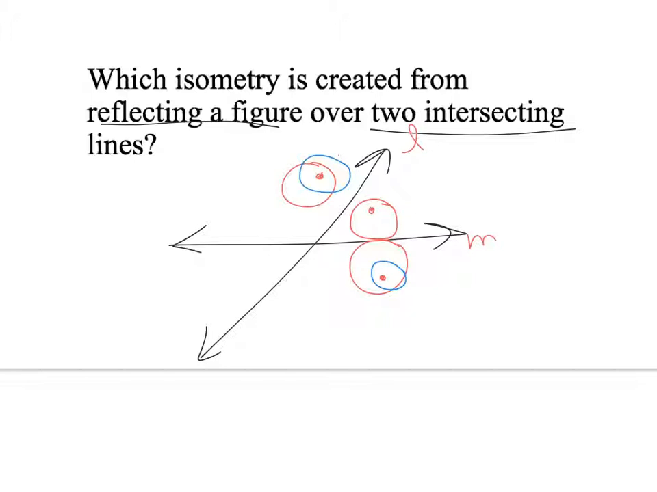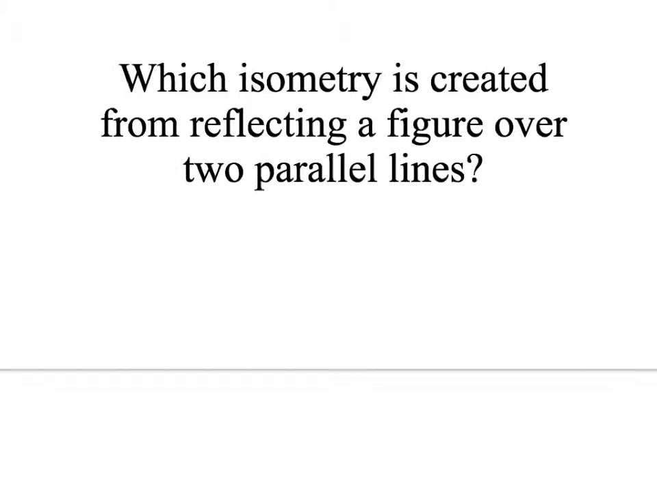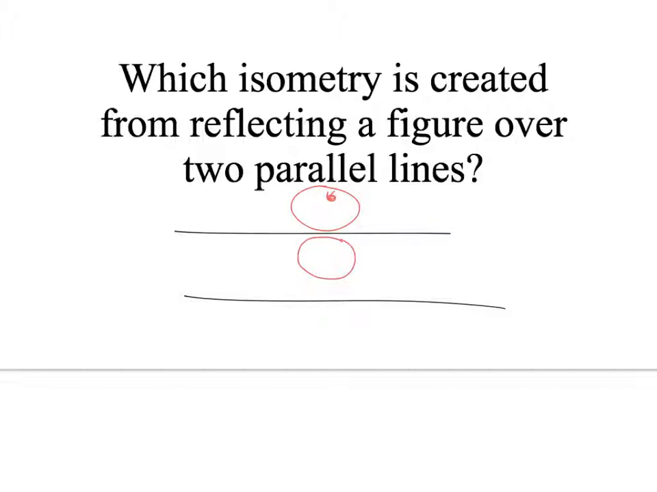The isometry from 2 intersecting lines is a rotation. You can know that without drawing a picture: 2 intersecting lines is going to make a rotation. With 2 parallel lines, here's my dot, it's on the top, then it's on the bottom. Then I take this and reflect it over the bottom line, and it's on the top. So from here to here is a translation. So 2 parallel lines is a translation.